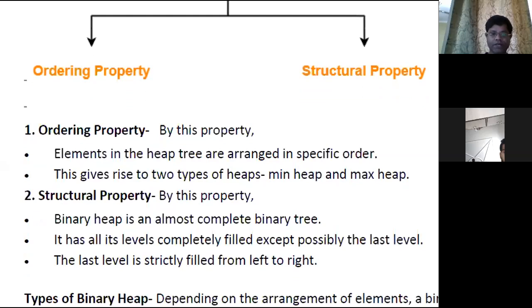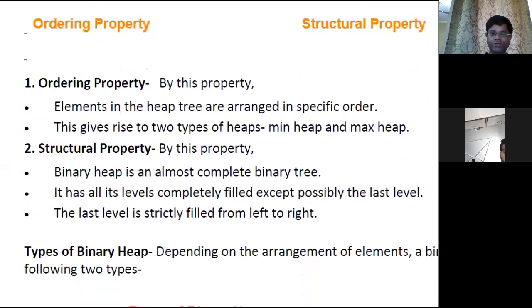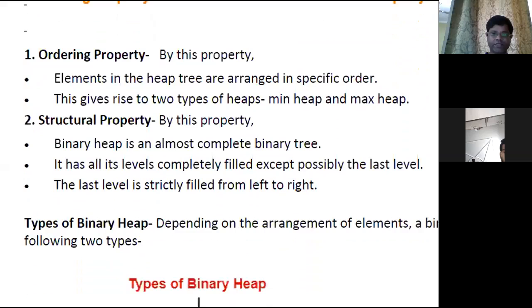The second property is the structural property. What does it mean? It means a binary heap is an almost complete binary tree. If this condition is satisfied, then it has all its levels completely filled except possibly the last level, and the last level is strictly filled from left to right. Later I will take an example and explain the meaning of these.